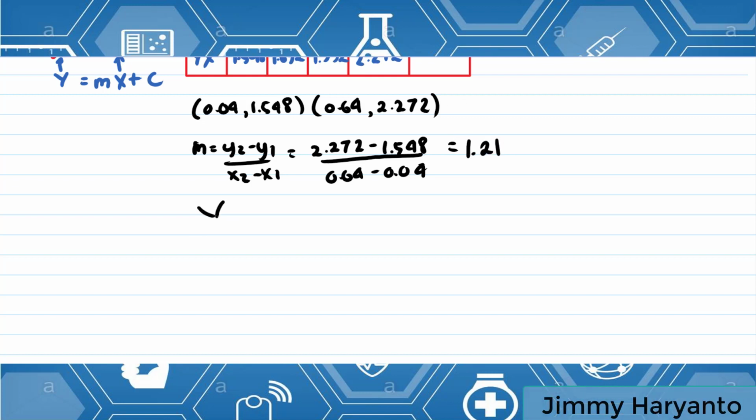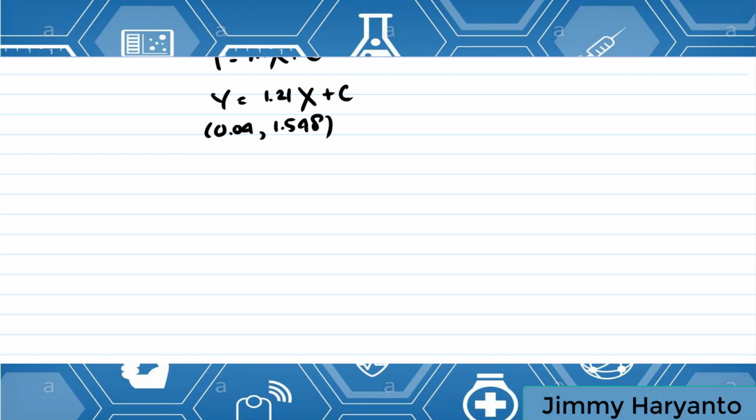After this I will have to find the c. y equals mx plus c, y equals 1.21x plus c. I will use the first point 0.04, 1.548. Let's put 1.548 into the y, equals 1.21 times x, 0.04, plus c, and then c equals 1.5.